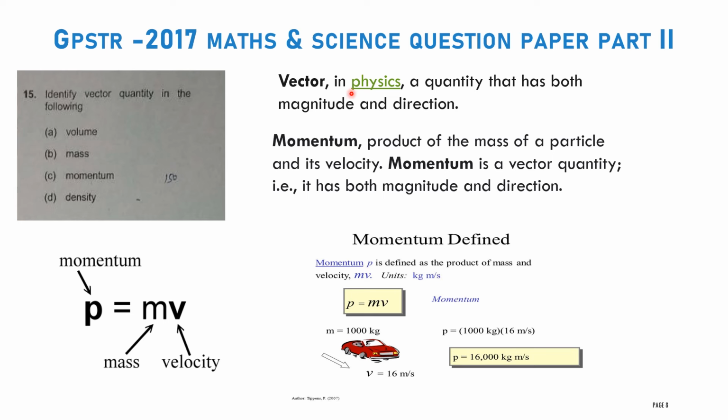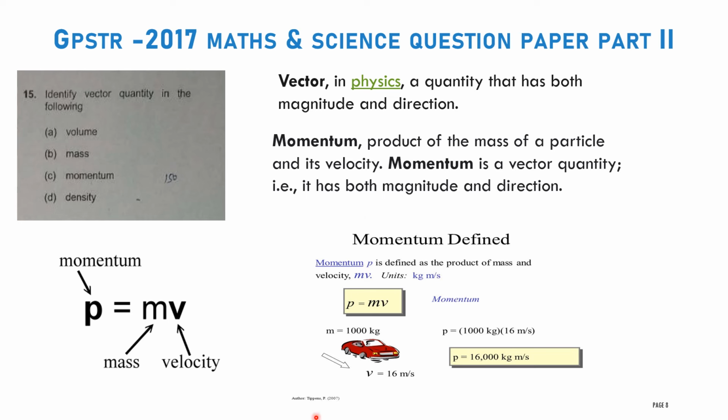But a vector, in physics, is a quantity that has both magnitude and direction. It shows the quantity, and it shows the direction also. Here we will consider momentum as a vector quantity. In detail we will study why momentum is considered a vector. Momentum is the product of the mass of a particle and its velocity. It is a vector quantity. It has both magnitude and direction.